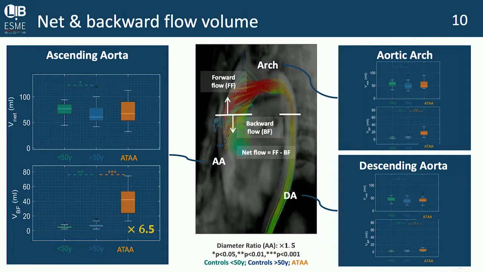Our second result is that the volume of backward flow increased by more than 500%, contrary to the diameter, which only increased by 50% in the same time. So the volume of backward flow could be used for a better stratification of the dilated patients. And finally, this increase is significant both in terms of aging and dilation in the three parts of the aorta.